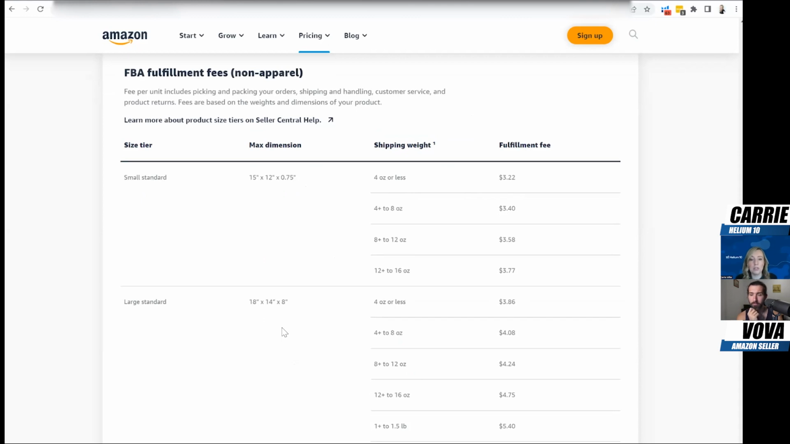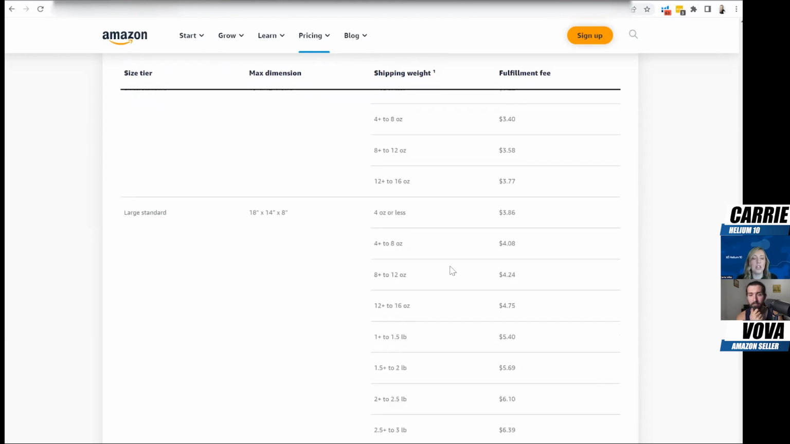That was really difficult, because you can see here, you can do an 8 to 12 ounce something that's small for $358, but if it's that same 8 to 12, it's going to be $424. So it's a pretty substantial amount when it comes to lower cost products. So you want to make sure that you create the product so that it is in the size tier and the range that you want.